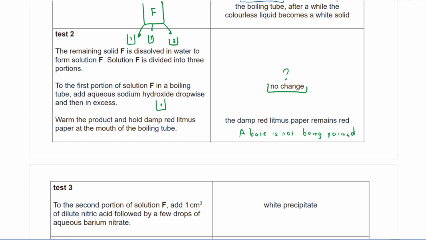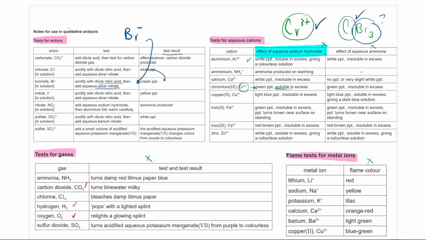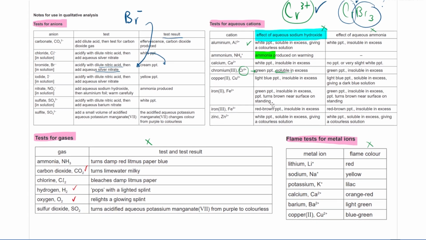Okay, please look at this. Warm the product and hold damp red litmus paper is actually a test for ammonium. Look at this. When we add sodium hydroxide and we have this ammonium ion, we will produce ammonia. And then if we want to check for ammonia, we have damp red litmus paper and it turns blue.